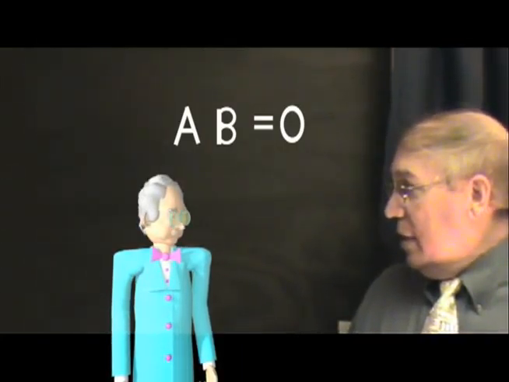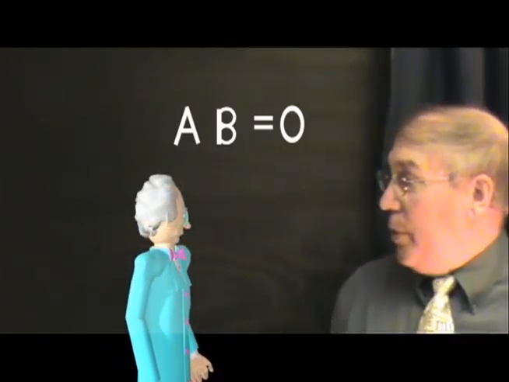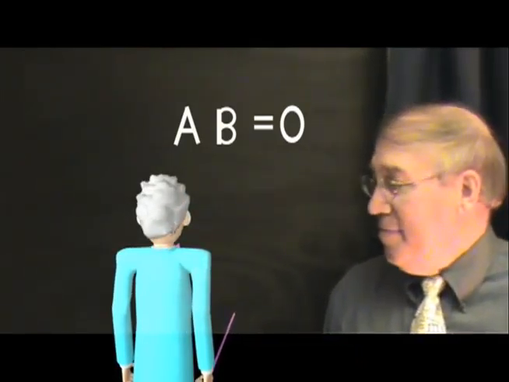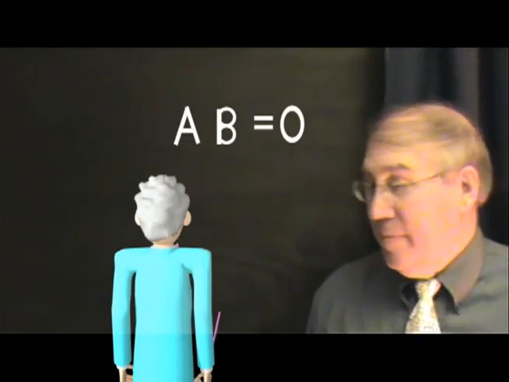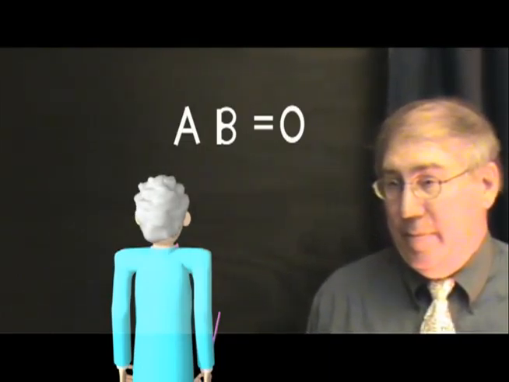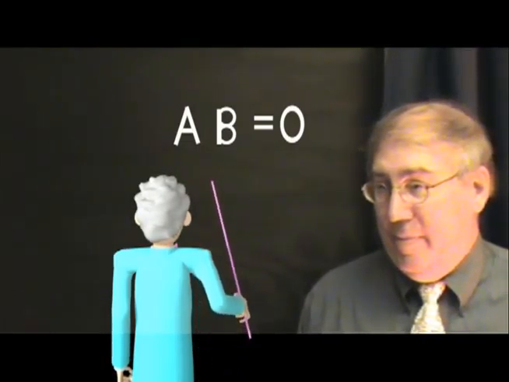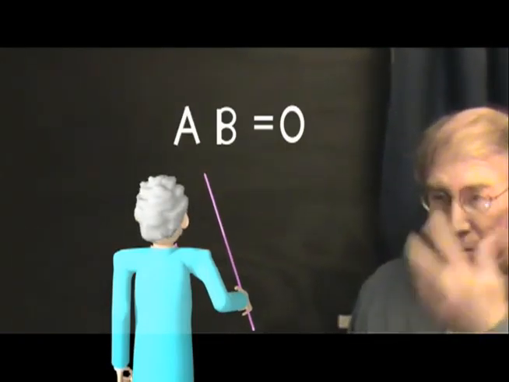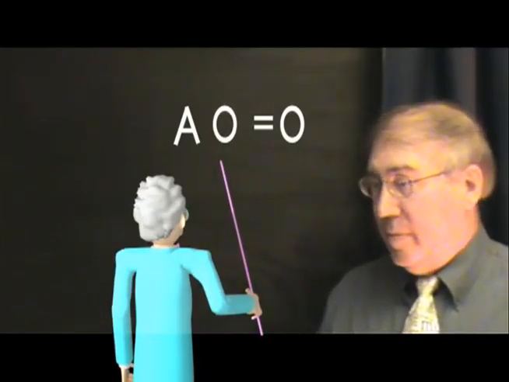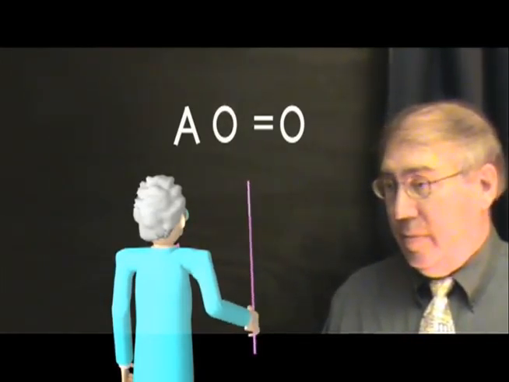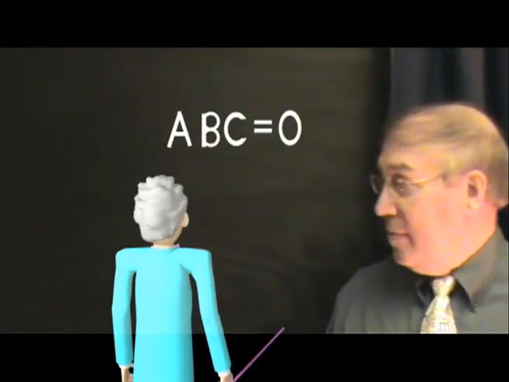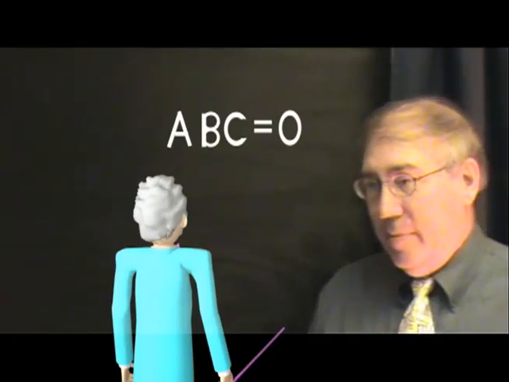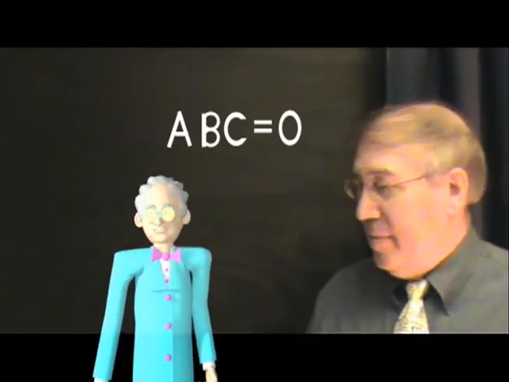Hi, Professor. Could you explain this property to us? This property says that if you have two factors like a and b and they're set equal to 0, at least one should be 0. Let's take a as 0. Okay, that works. Let's take b as 0, and that works. Now, this can be further extended to three factors, let's say a, b, and c. At least one of them must be 0.